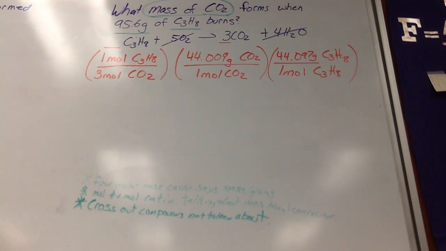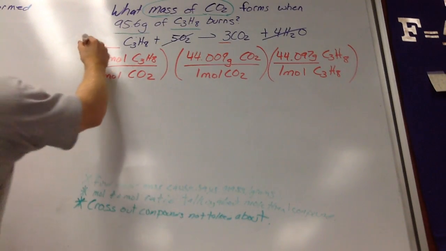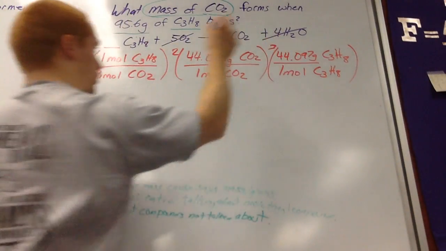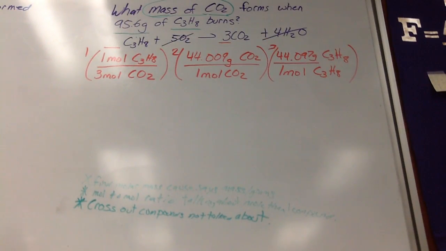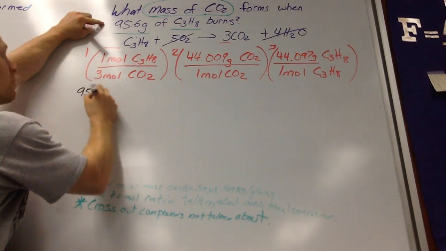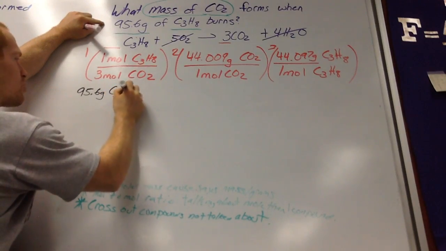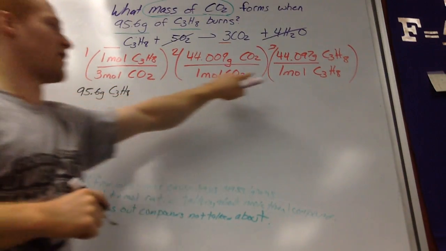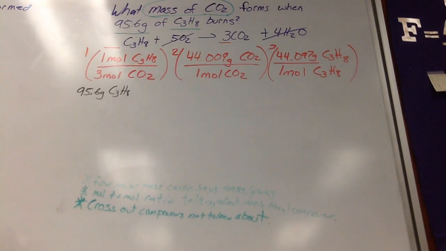So now I have all my conversion factors. I'm now going to actually start my problem, and I'm going to do it in black. These are just all the conversions that I will need to get my answer. First thing, sorry, I'm going to label these 1, 2, and 3. So we're going to start with 95.6 grams of C3H8, because this is what the problem tells us we're starting with. Now we pick which conversion factor we must use first. Notice we're trying to get to mass of carbon dioxide, so we have to get rid of grams of C3H8. So we have to go to the conversion factor that has grams of C3H8.